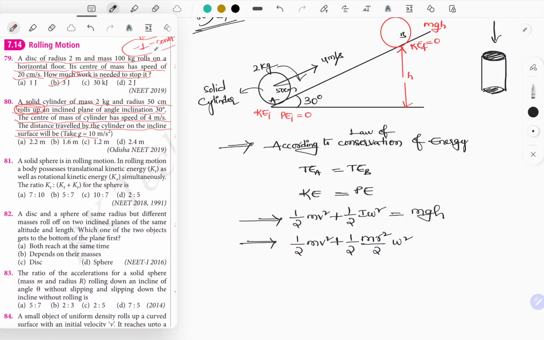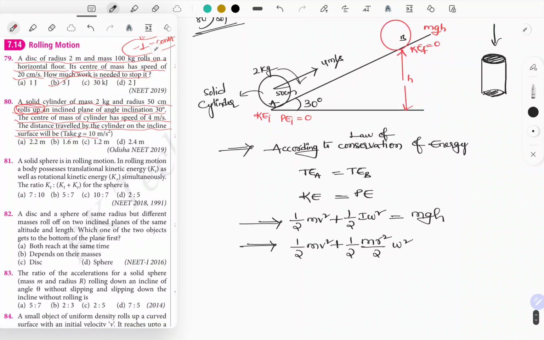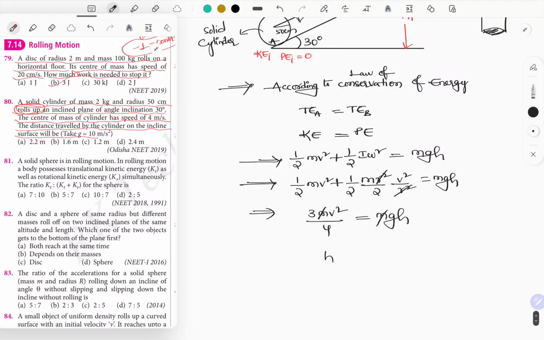We know that v is equal to rω, and ω can be replaced as v by r. Let me substitute that: v²/r², which is equal to mgh. So r² will get cancelled. Now 1/2 mv² plus 1/4 mv² is going to be 3mv²/4, which is equal to mgh. m will get cancelled. Now I need h from this. h is equal to 4g/3v².